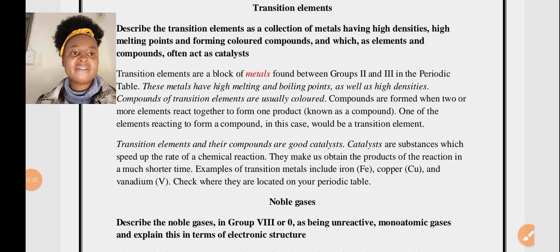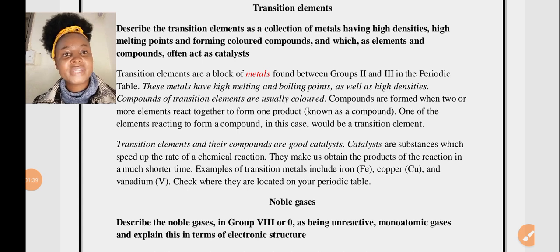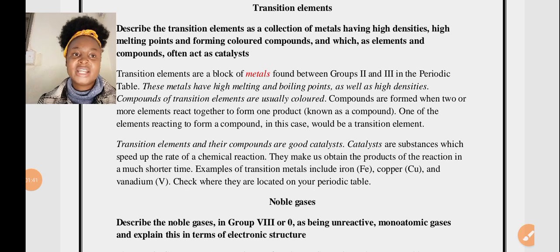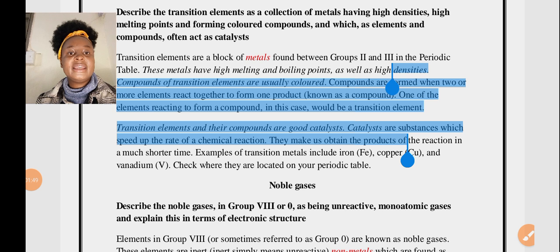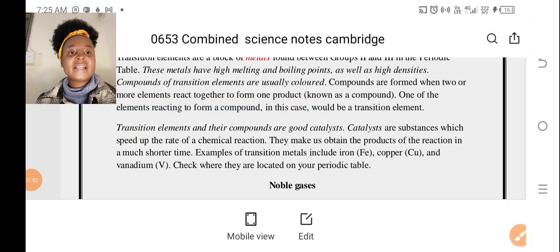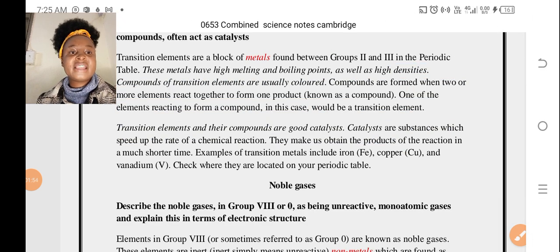Compounds are formed when two or more elements react together to form one product known as a compound. So one of the elements reacting to form a compound in this case will be a transition element. So transition elements and their compounds, we are saying these are very good catalysts. They make very good catalysts.